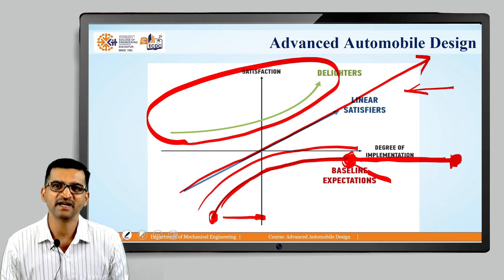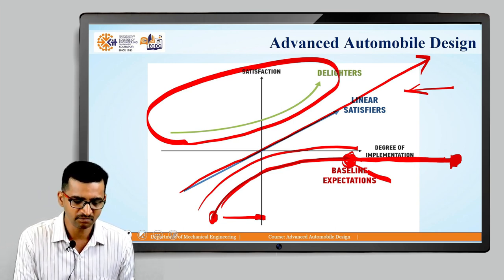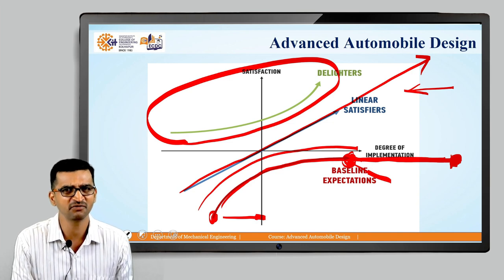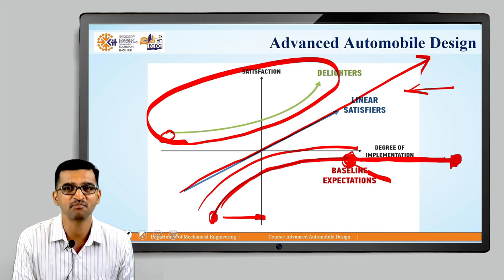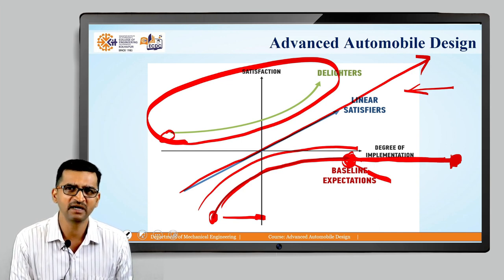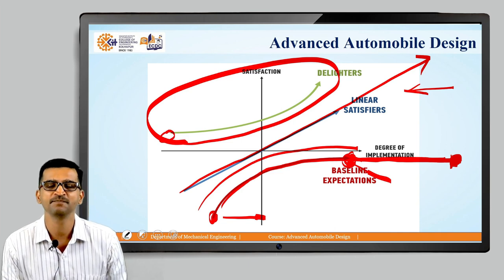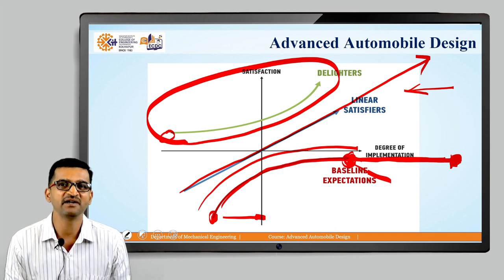So this is the delighter, and you just observe the shape of this curve. If you don't provide it, people are not angry with you, they are still happy. But if you provide that, people will be much happier. So that is the delighter factor. Those are surprises. If you could provide this delighter, that will be very good, because there will be a great amount of publicity, the brand value will improve, and people say that I'm getting this thing.